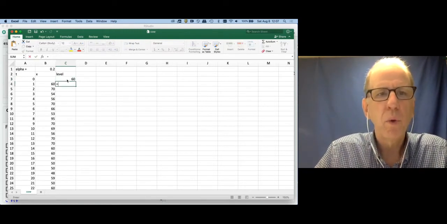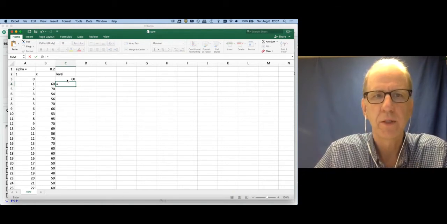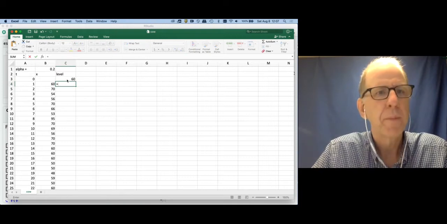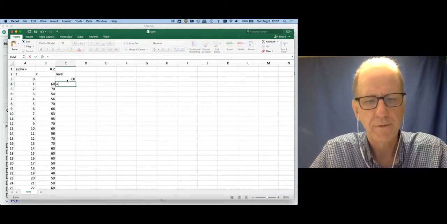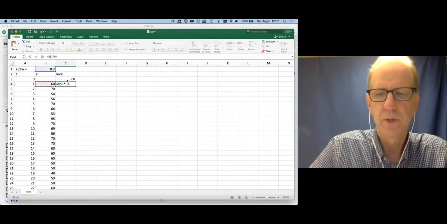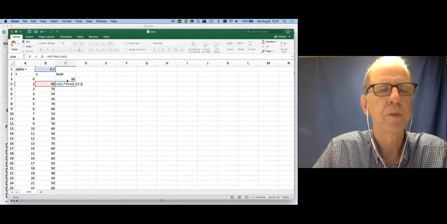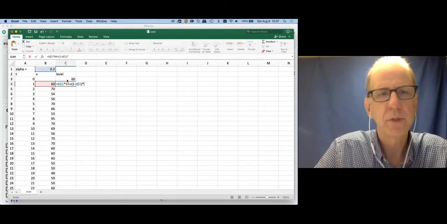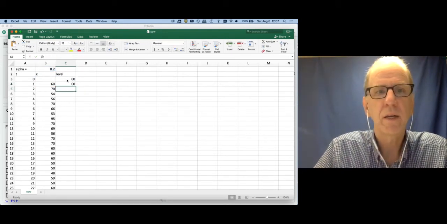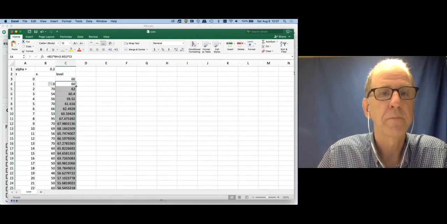Now, the way we make our 1 period look ahead forecasts, or my level at time t, is going to be alpha, which is dollar one, times the new information plus 1 minus alpha, in this case 0.8, times the previous level. So I've just set up my recursive relationship, and I can easily copy this down.